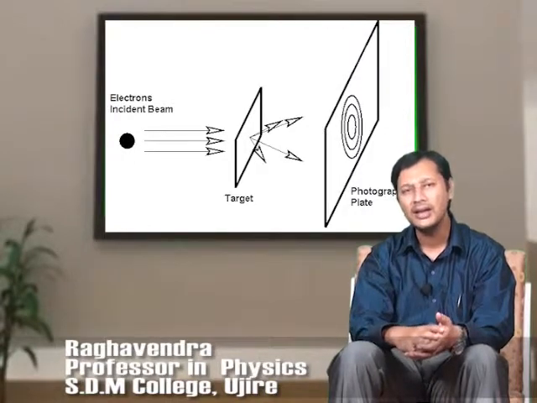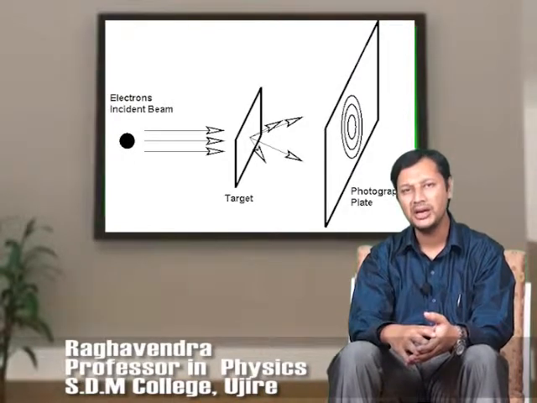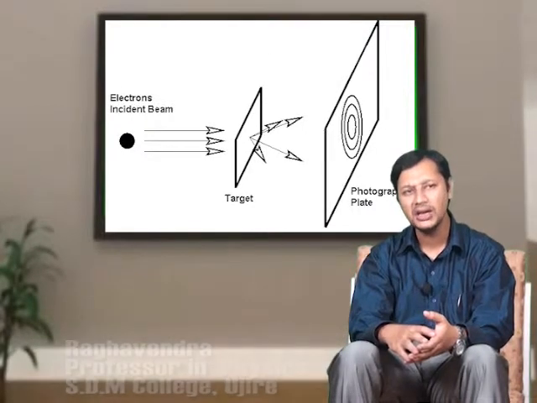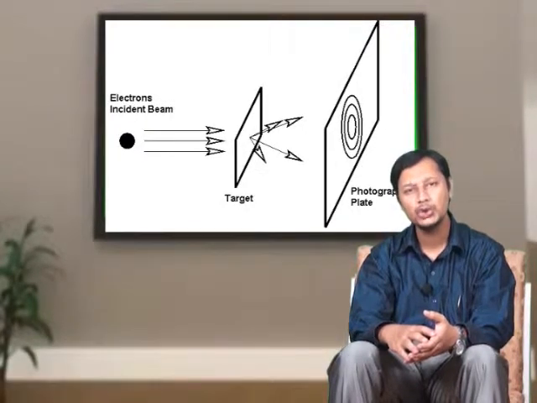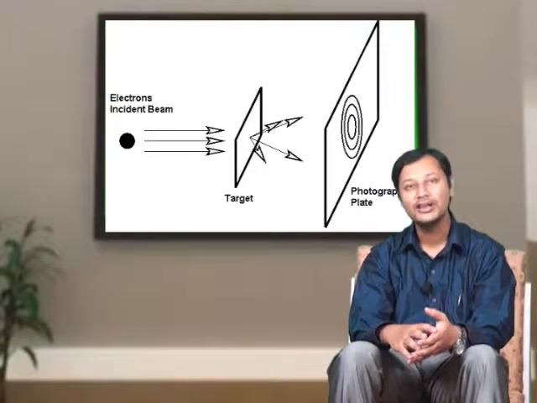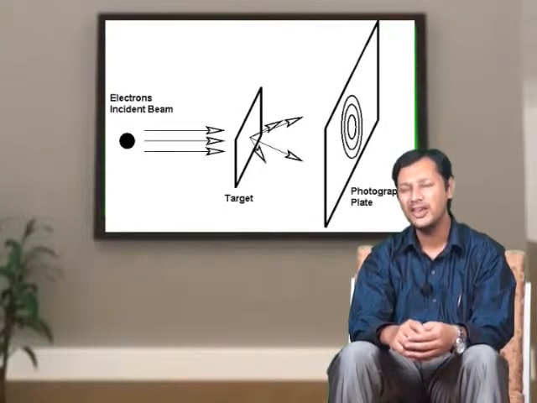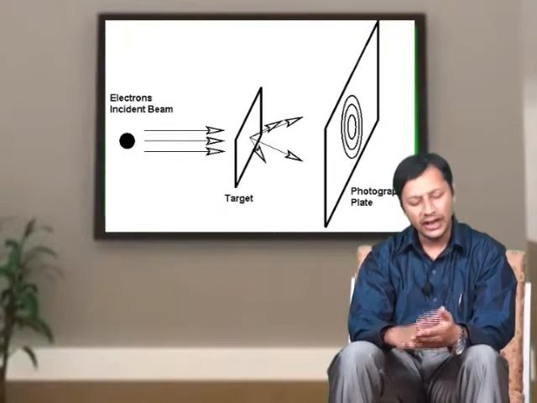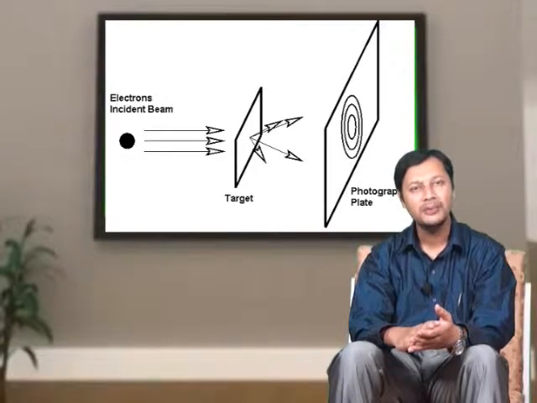And this was in fact done by Davisson and Germer independently, and G.P. Thomson as well did this experiment, and they were able to show that electrons can be diffracted, because diffraction is a typical wave-like property. So this phenomenon is exhibited only by waves. So if an electron is showing a diffraction pattern, that means an electron is behaving like a wave.